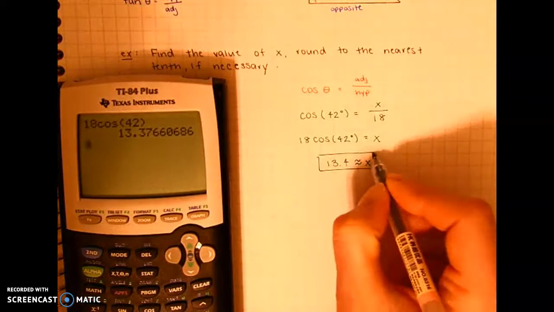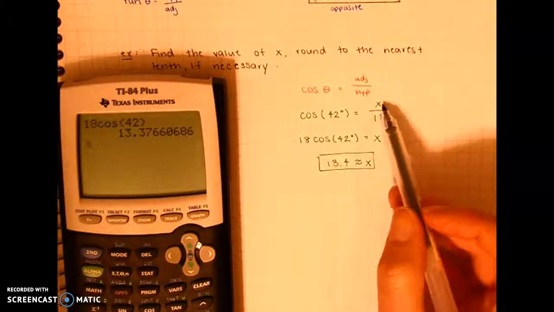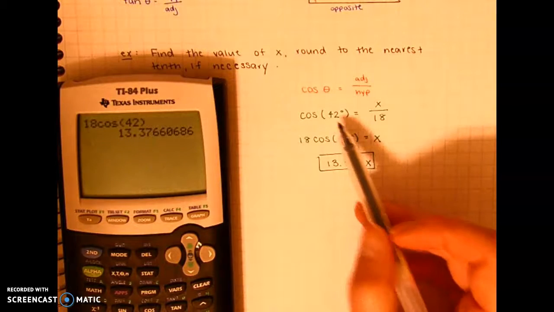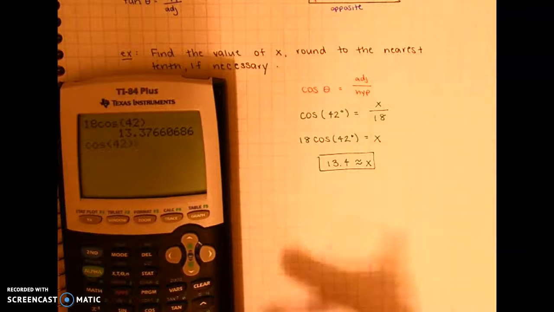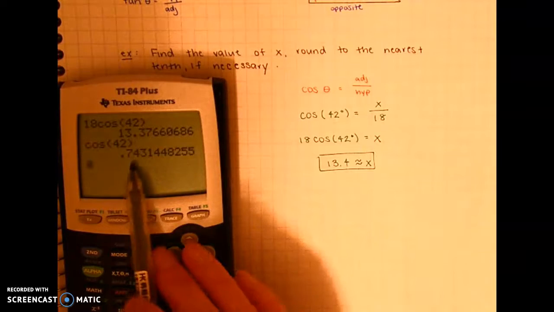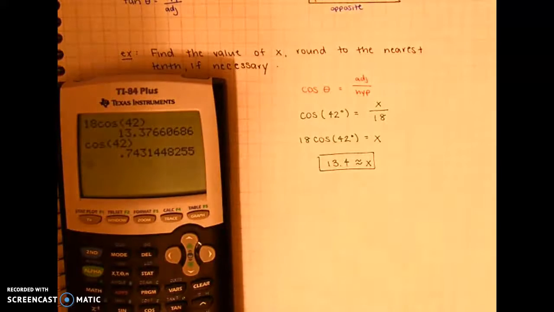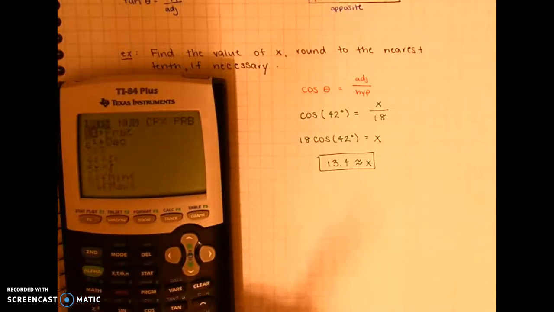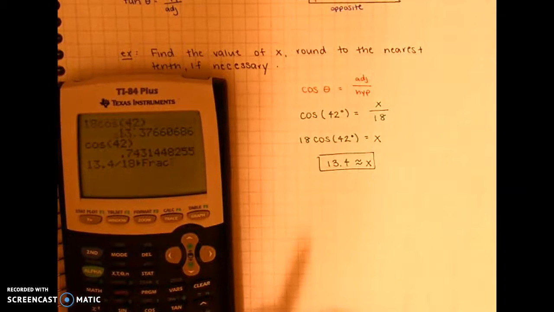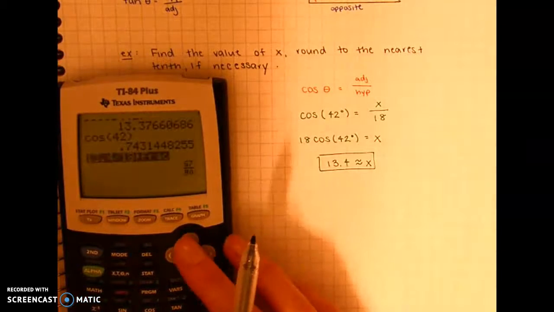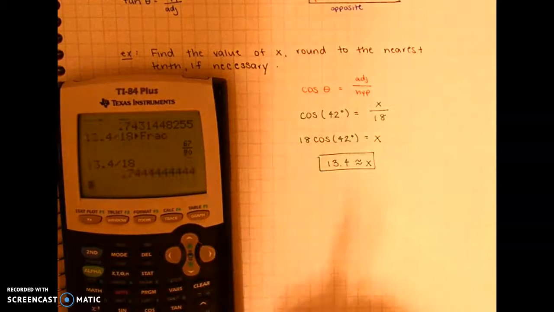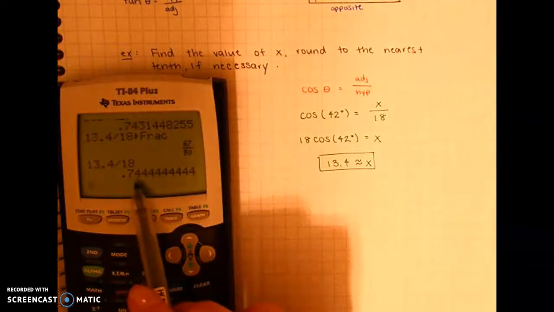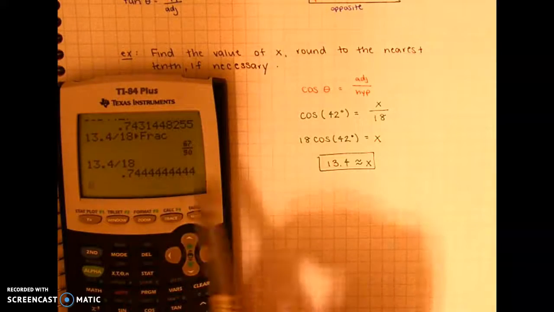And you could check by substituting this back in for x and doing cosine of 42. So cosine of 42 is 0.743 blah blah blah, so we could do 13.4 divided by 18. And we also get 0.74. Now it's not going to be exactly the same because we rounded.